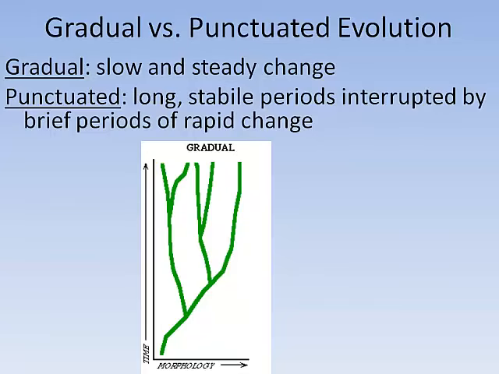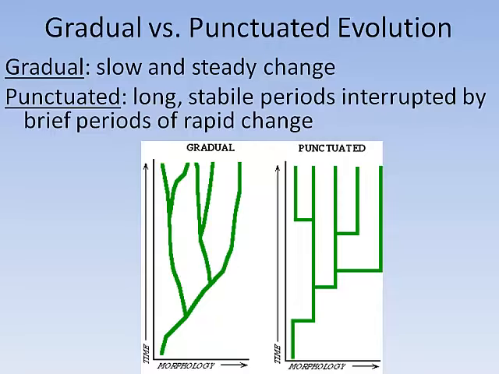Punctuated evolution is similar but somewhat different. In punctuated evolution, species remain essentially unchanged for long periods of time, and then there's a brief, rapid burst of evolution that may span a very short time and result in a new species.